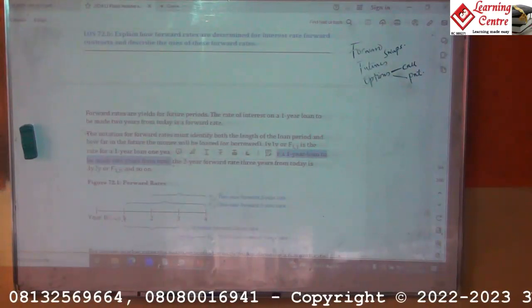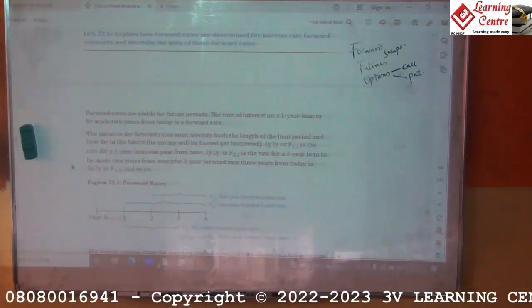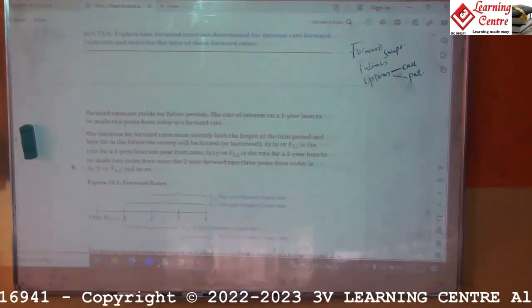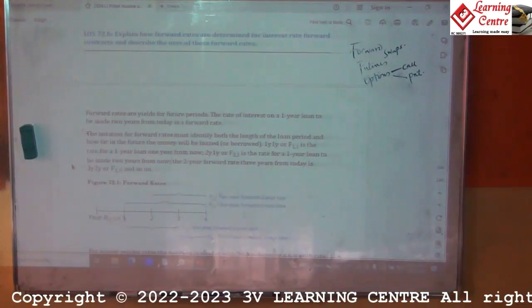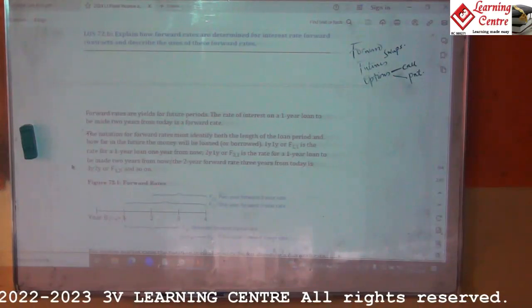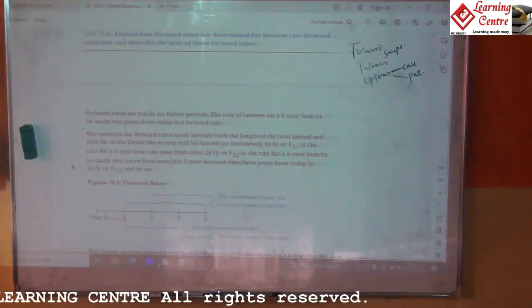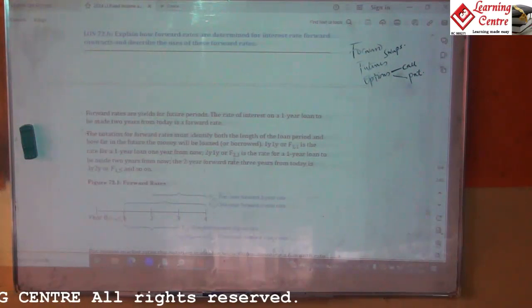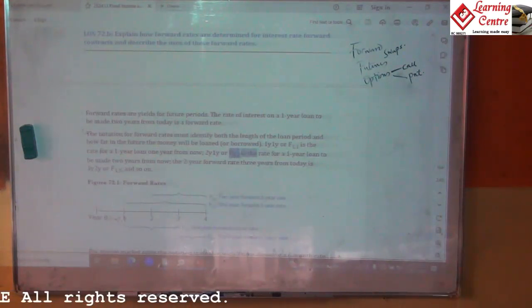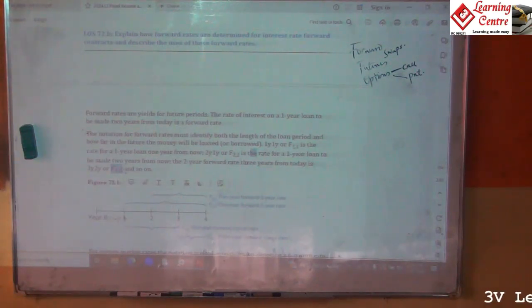So the first number you have is the period between today, when I'm entering this contract, and when this contract is going to start. If I say this contract is going to start in 1 year's time, I will have F1. If it's going to start in 2 years' time, it will be F2. Then the second number is the period it is going to last. So when you see F21, it means it's starting 2 years from now, but it's a 1 year contract. If you see F32, it is starting 3 years from now, but it's a 2 year contract.